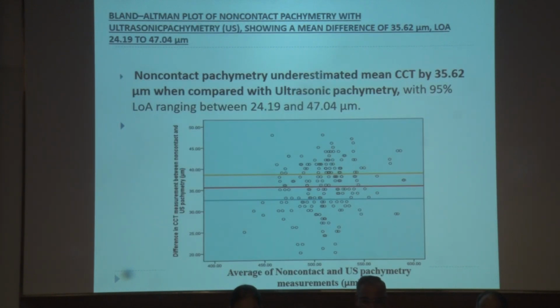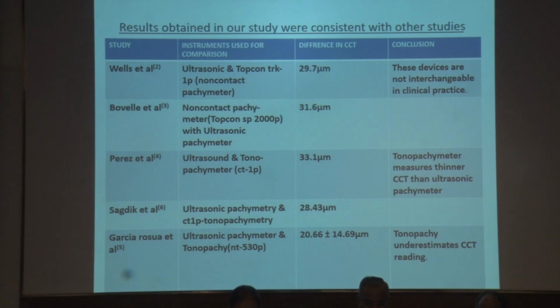And the limits of agreement between the two instruments ranged between 24.19 and 47.04 micron. There were various other studies which showed similar results to our study. For example, Wells et al. compared the ultrasonic pachymeter with the non-contact pachymeter, and they found a difference of 29.7 micron between the CCTs. Similarly, Bovell et al. also compared the non-contact with ultrasonic, and they found a 31.6 micrometer difference.